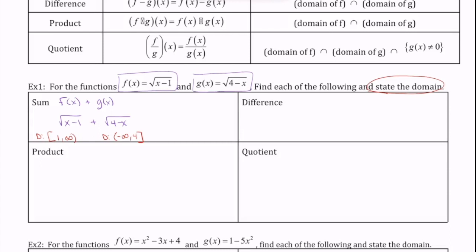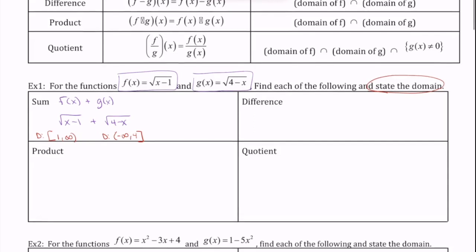Okay, so if you're looking at the domains of both of these, now you have to take into consideration the domain of both of them here. So the domain of f of x is from 1 to infinity. The domain of g of x, sorry, is from 4 to negative infinity, or negative infinity to 4. So what you want is the intersection of both of these. So the domain of f of x plus g of x is from 1 to 4.